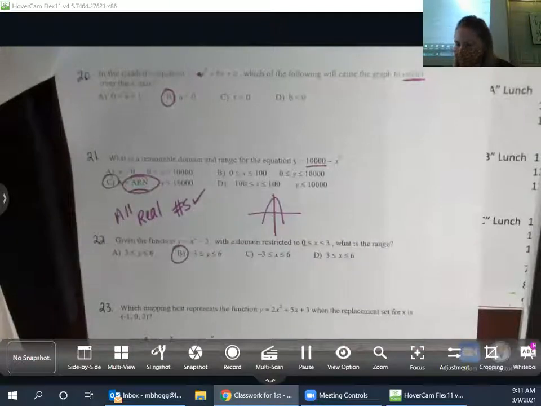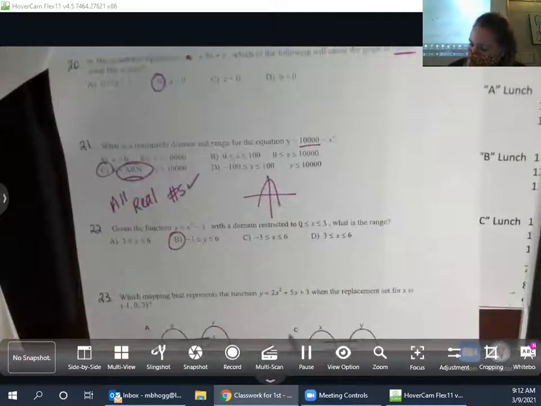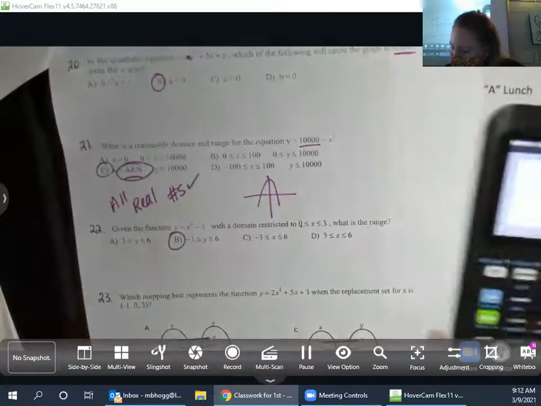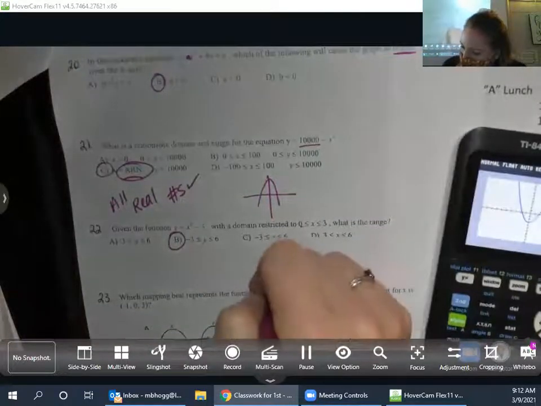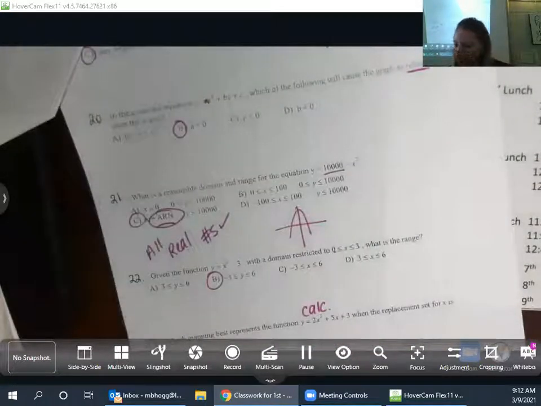Okay, 23, which mapping, there is a question like this. Which mapping best represents this function when replacement for x is 0, 1, and okay, so look, put this function in the calculator. There's gonna be one like this tomorrow, so make a note. Put this function in the calculator. This is the last one. We could do it. 2x squared plus 5x plus 3. And I'm going to graph it.